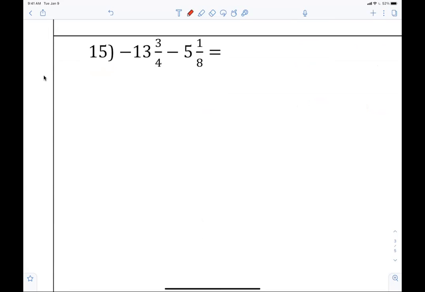All right, guys, here, am I going to add or am I going to subtract? You're going to add them because they are both what? They're both negative. All right?